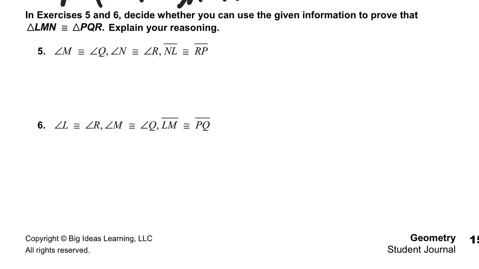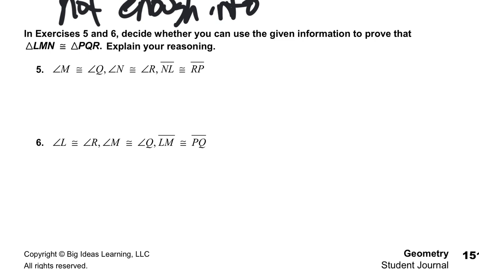Let's look at 5 and 6. Decide whether you can use the given information to prove these two triangles are congruent. Based on what we know, this is trying to show angle, angle, and then a side. Now, remember, I want to talk about angle, angle, side. If we needed to, we could draw this, and maybe that'd be helpful here.